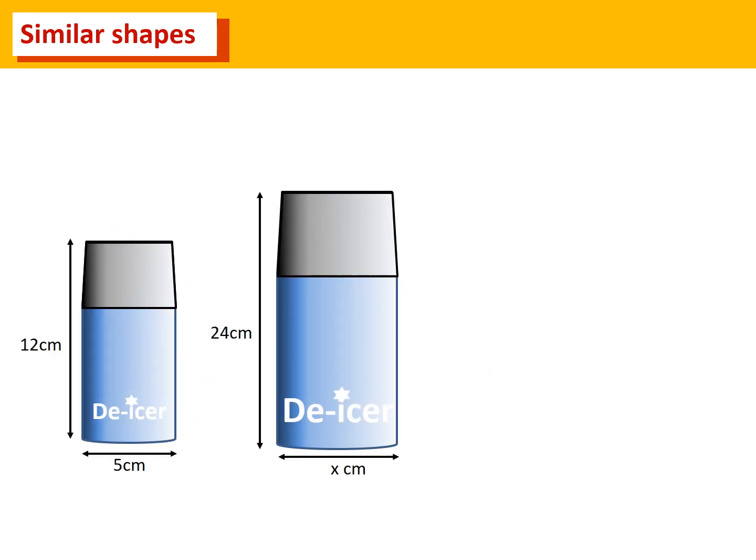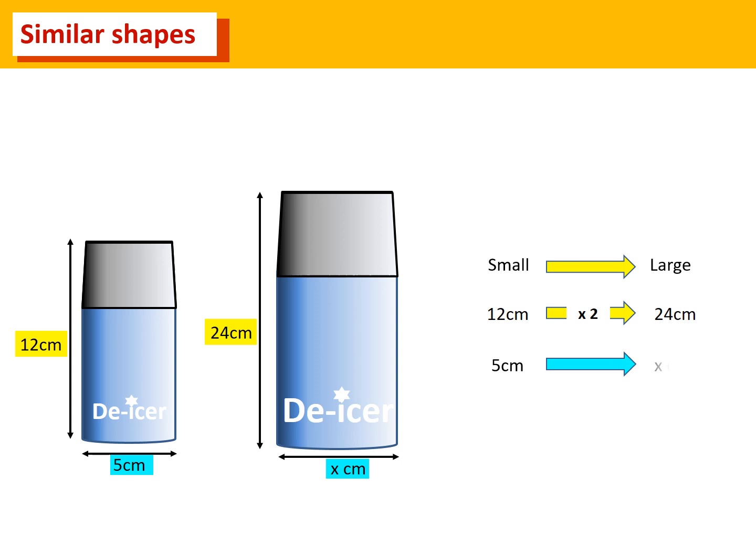So in this example, we're trying to find x, so we'll be starting with the object, which is a length we know. That'll be the small can, and the large can will be the image. So the two corresponding lengths we have are 12 and 24. So from the small can to the large can, that's a scale factor of 2. And therefore, in order to find x, it's simply 5 centimeters times by 2, and that's 10 centimeters.